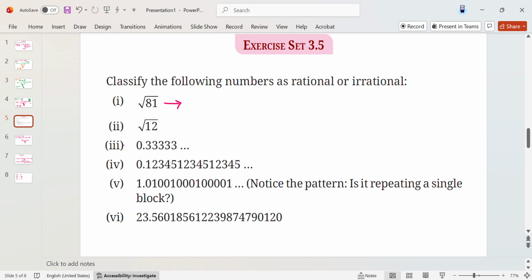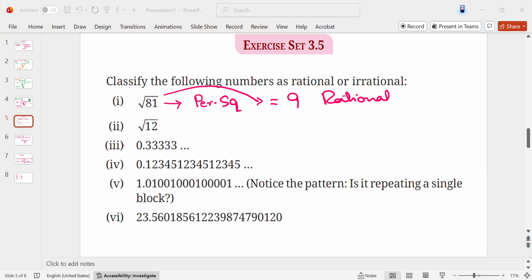Root 81. What is root 81 here? The square root of 81. 81 is a perfect square, so the value of root 81 is 9. Therefore it is rational. Let us go to root 12. 12 is not a perfect square. Therefore this is irrational. The square root of any such number is irrational.